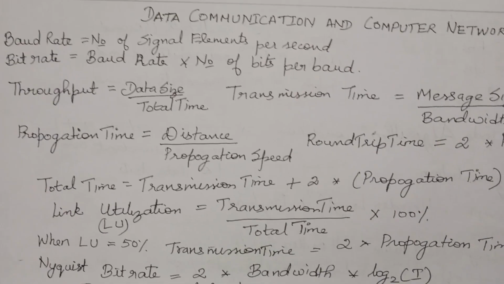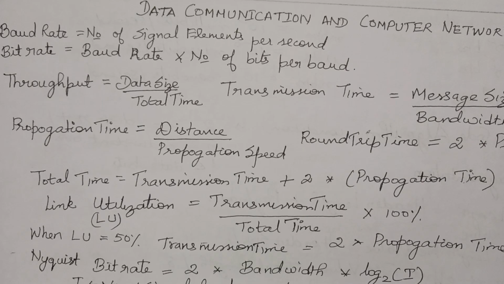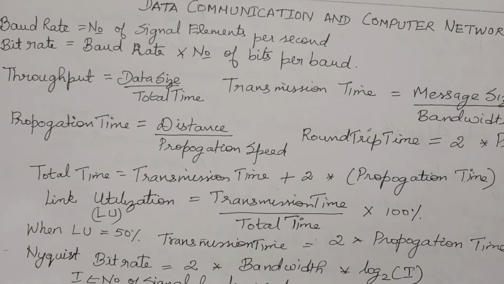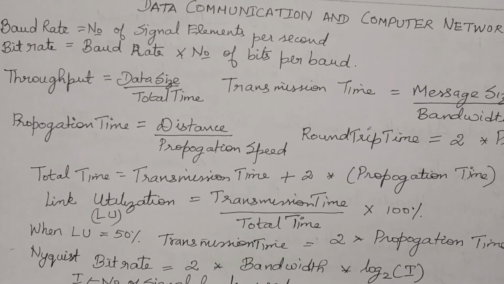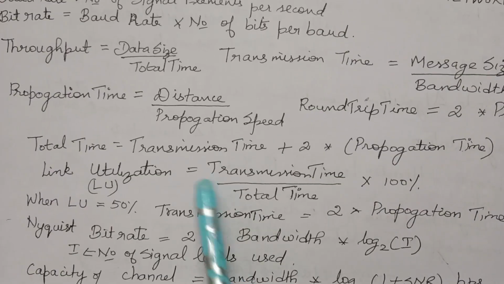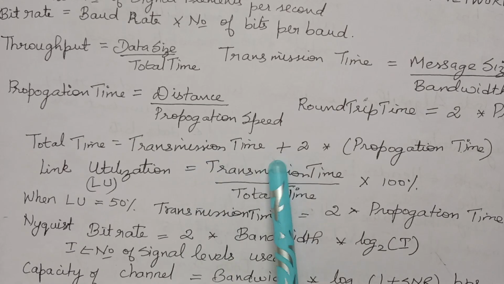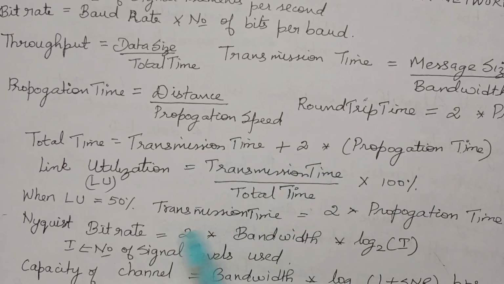Transmission time will be message size by bandwidth. Propagation time will be distance by propagation speed. Round trip time will be twice the propagation time. So what will the total time be? Total time will be transmission time plus 2 times propagation time.